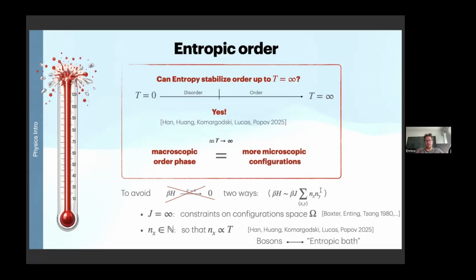In other words, what Juan Komargowski, Lucas, and Popov found last year can be summarized in one line with the fact that interacting bosons serve as an entropic path. So bosons are able to store a lot of entropy. Okay? And so all the models that they build involve this idea, the fact that you can use bosons to stabilize entropically an ordered phase.